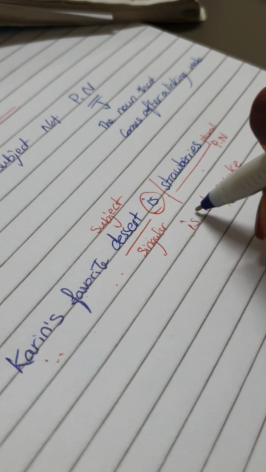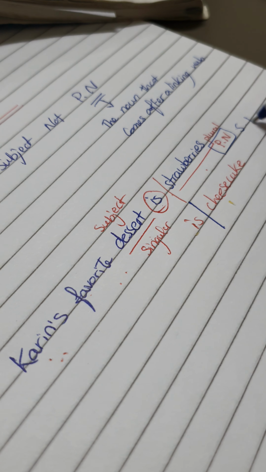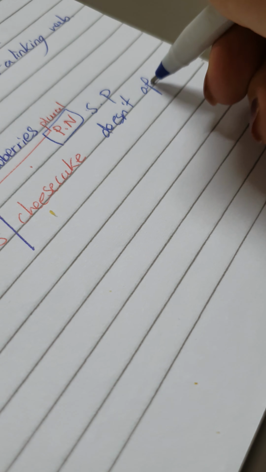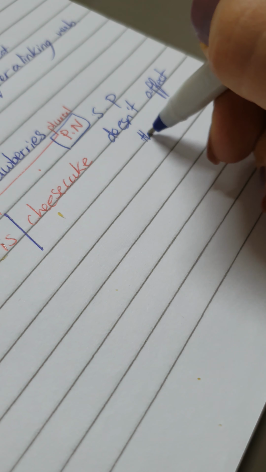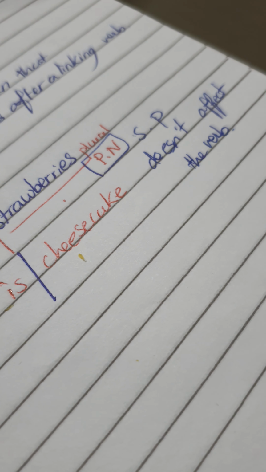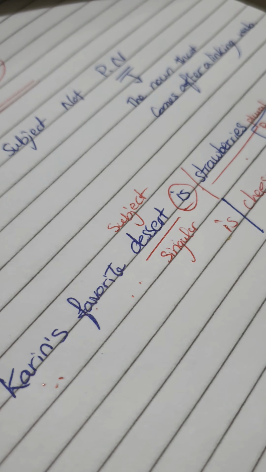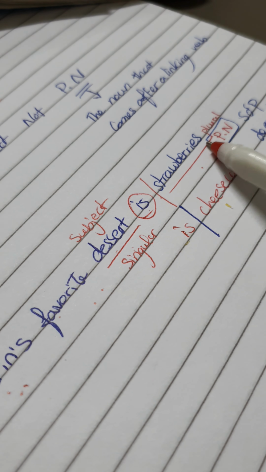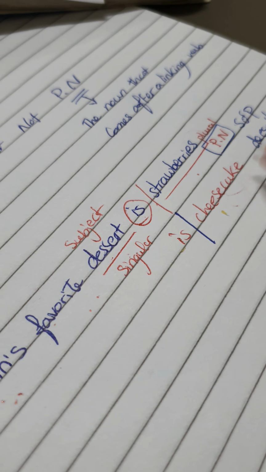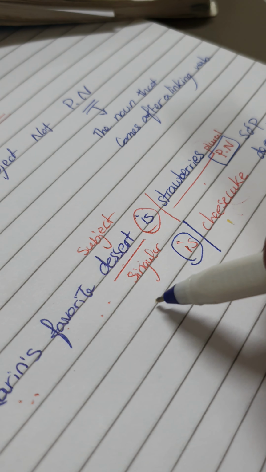It's okay. The predicate nominative, singular or plural, doesn't affect the verb. It doesn't affect the verb. So her favorite dessert can be strawberries, plural, or singular. Okay, but here the verb matches with what? With the subject, dessert.